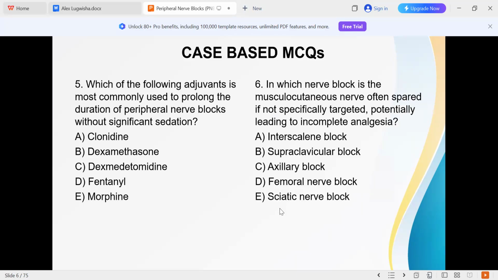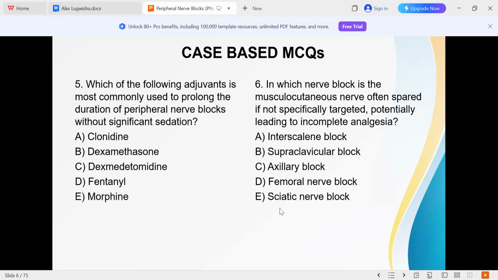Which of the following adjuvants is most commonly used to prolong the duration of peripheral nerve blocks without significant sedation? A, clonidine. B, dexamethasone. C, dexmedetomidine. D, fentanyl. E, morphine. Dexamethasone.